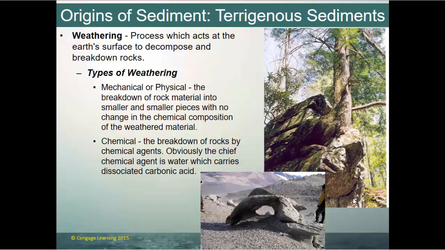That could be from wind, from rain. It could also be from a tree growing into a rock and splitting it into smaller and smaller pieces. Lots of different types of mechanical or physical weathering. Chemical weathering is the breakdown of rocks by chemical agents. Obviously, the chief chemical agent is water, which carries dissociated carbonic acid, meaning acid rain, a little bit of acidity because of carbon dioxide in the water, and that tends to break down rock, particularly sedimentary rock. It breaks it down quite easily.